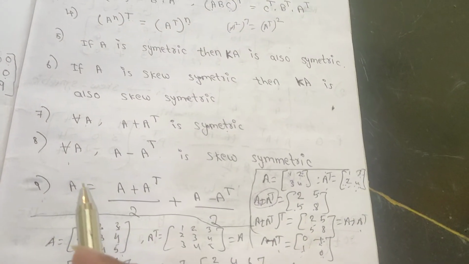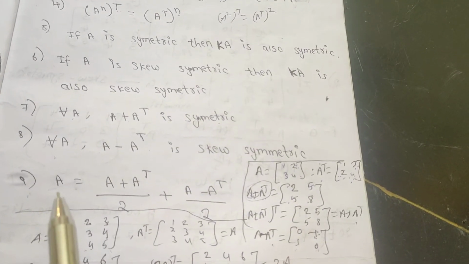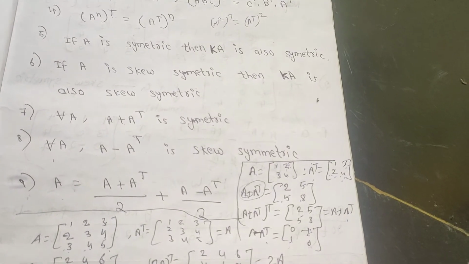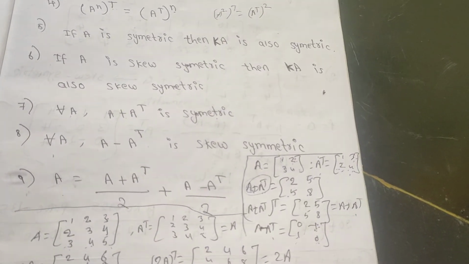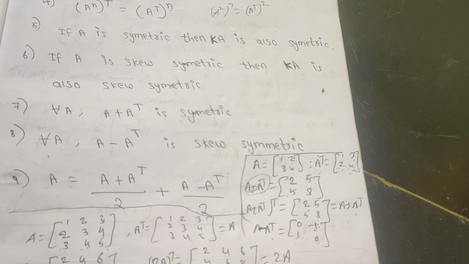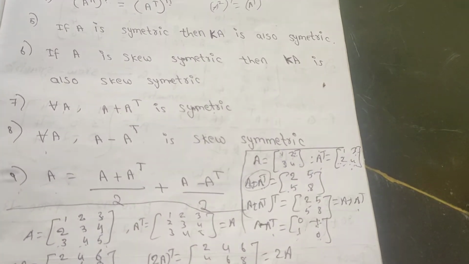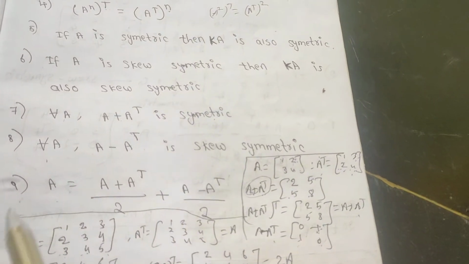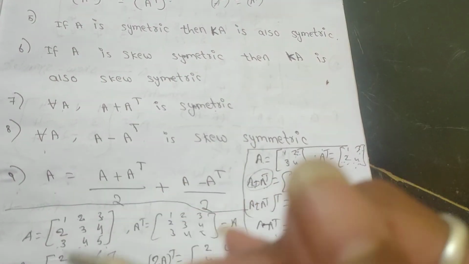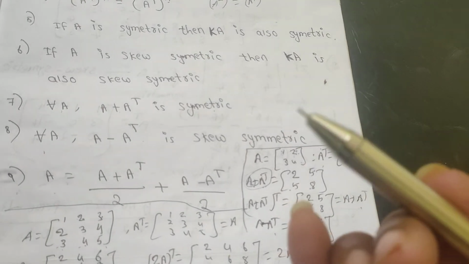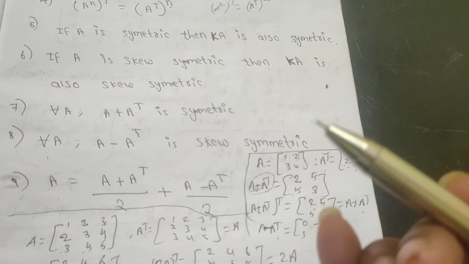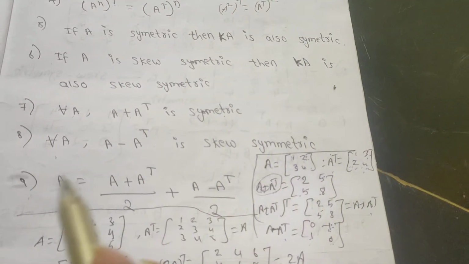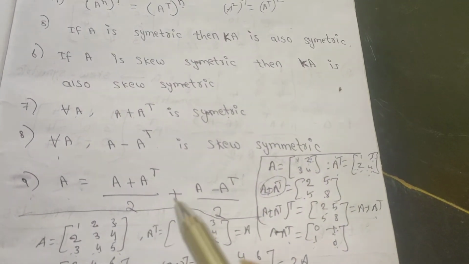And the ninth point, this is very very important. Any square matrix we can express as a sum of a symmetric and a skew symmetric matrix. How is that symmetric matrix formed? If you take any matrix, some A, for the symmetric matrix, what is that? A plus A transpose. For the skew symmetric matrix, what is that? A minus A transpose.